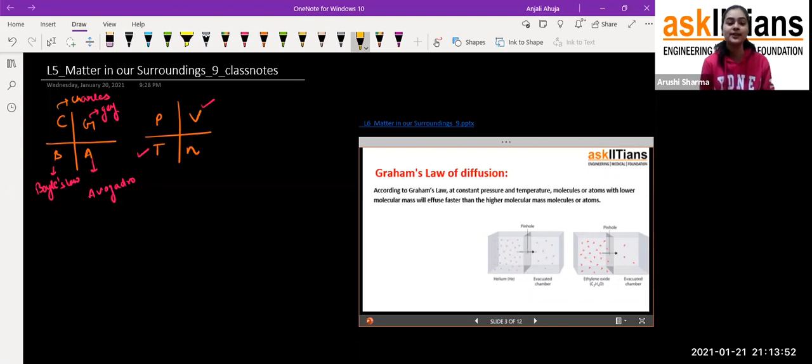Okay, so we are going to discuss Graham's law of diffusion. So my dear students, do you remember what the diffusion process is?